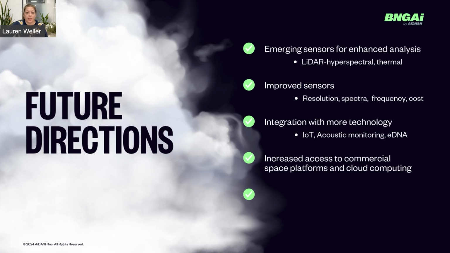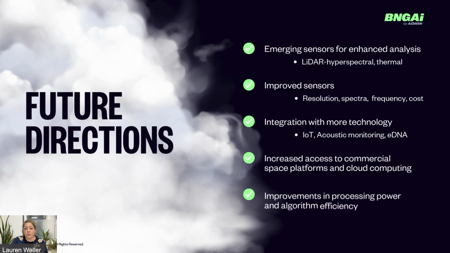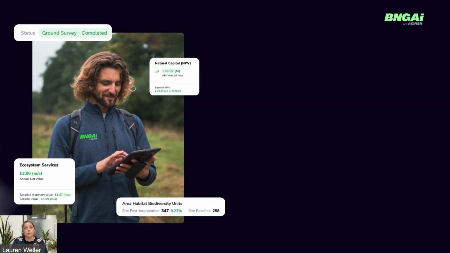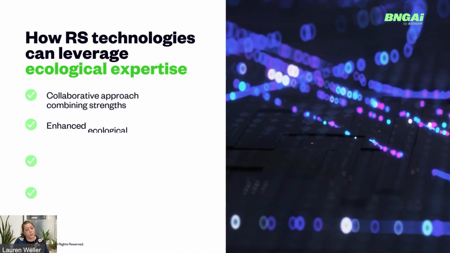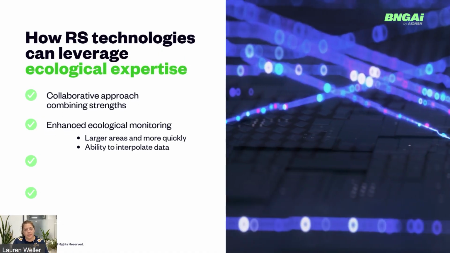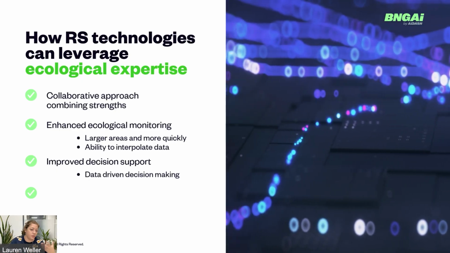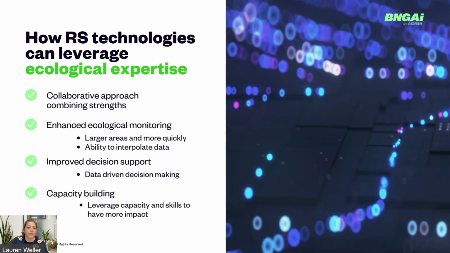There is a new constellation of hyperspectral satellites that's launching in the near future, and that should change at least what we can get commercially from a hyperspectral perspective. There's also improvements in processing power and algorithm efficiency. So it's not just on the actual satellite side, but also how we process this data. And then finally, what I think is really changing and where things are getting very exciting is how we are integrating remote sensing and AI with more technology. So if we think about the Internet of Things, and even as we get a little bit into what we're doing here at BNG AI, how we're integrating that technology into the app that you can carry around on your phone and use in your day-to-day work.